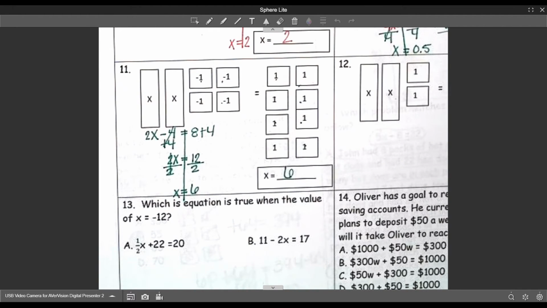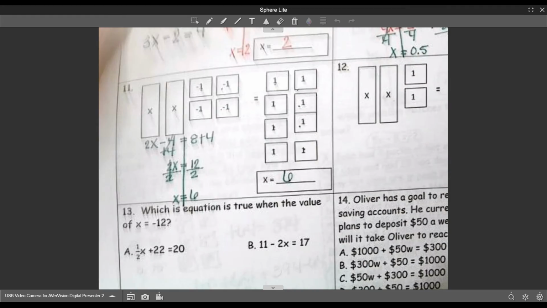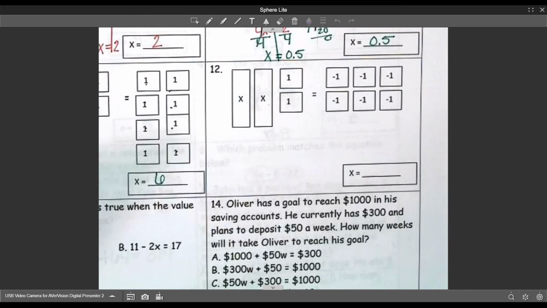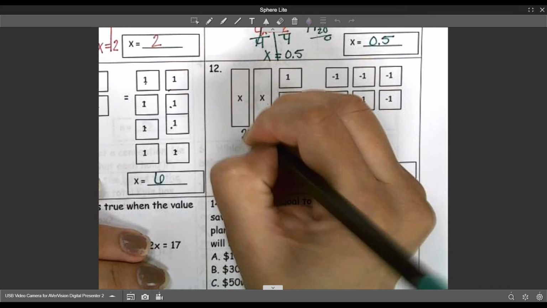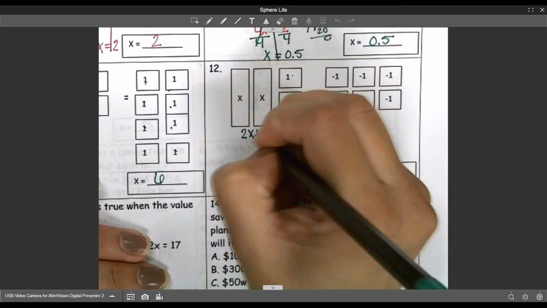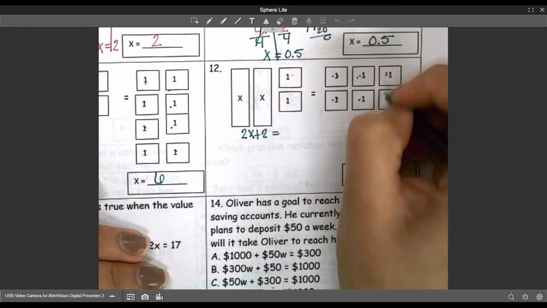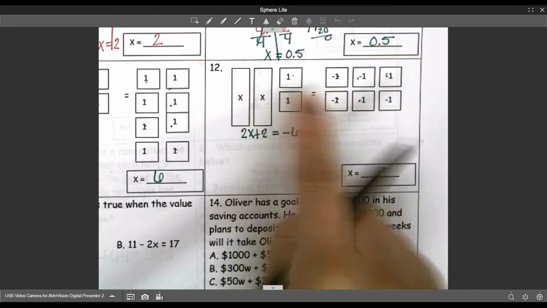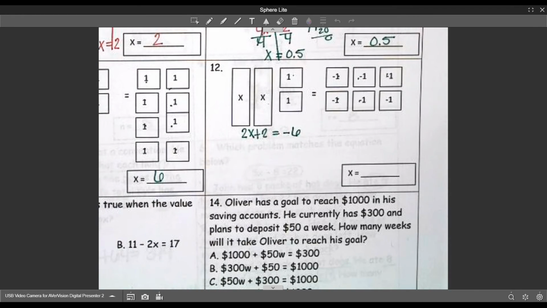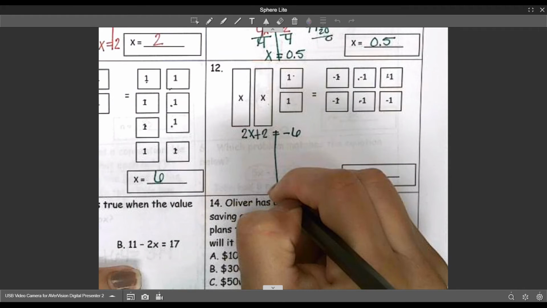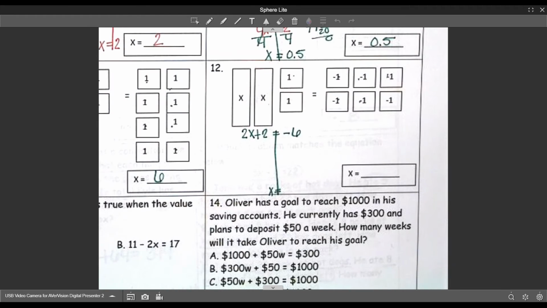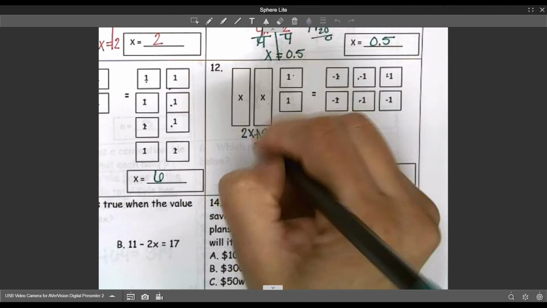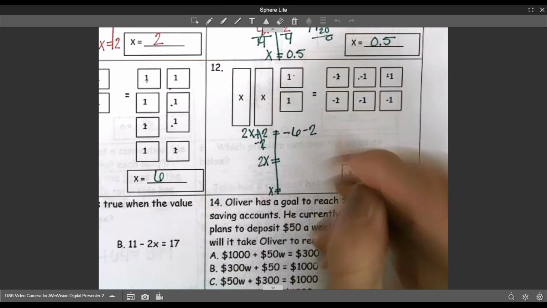And then we're going to go ahead and number 12. How many X's do we see? 2 X's. Then 1, 2, then plus 2 equals 1, 2, 3, 4, 5, 6, but they're negative. So 2x plus 2 equals negative 6. Put a line through it. I get rid of that plus 2 by doing minus 2. What is negative 6 minus 2?